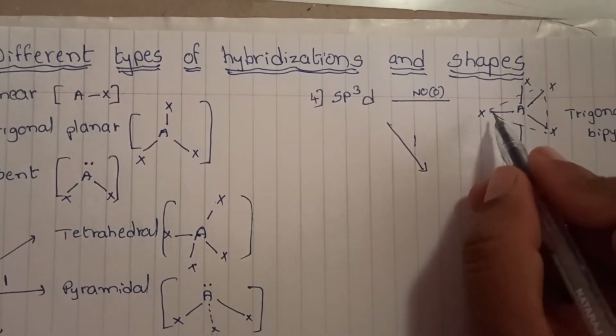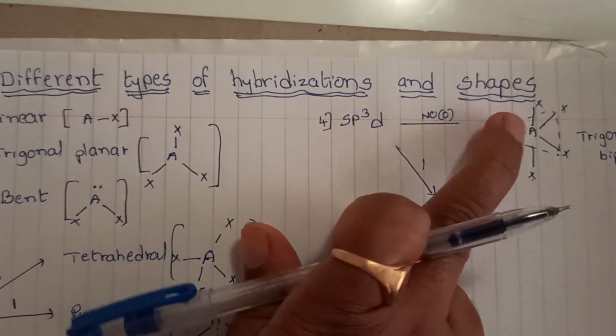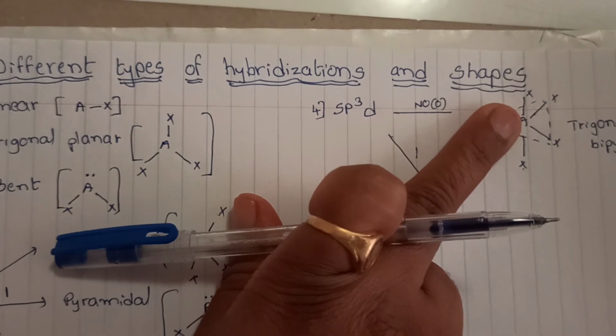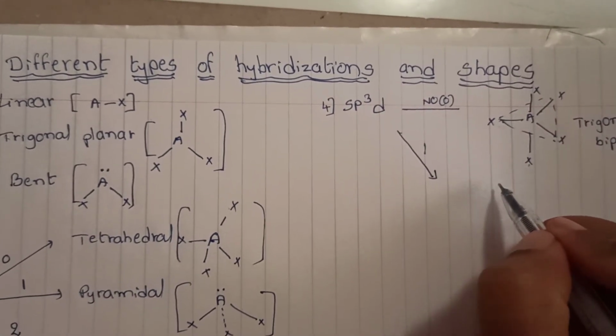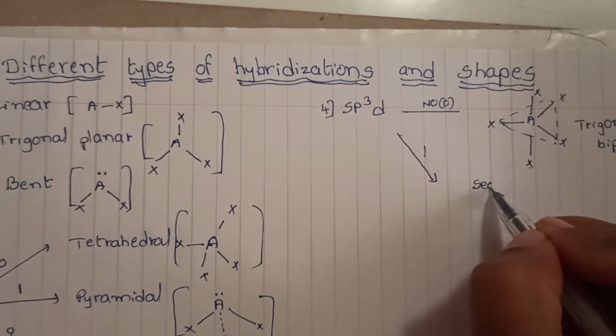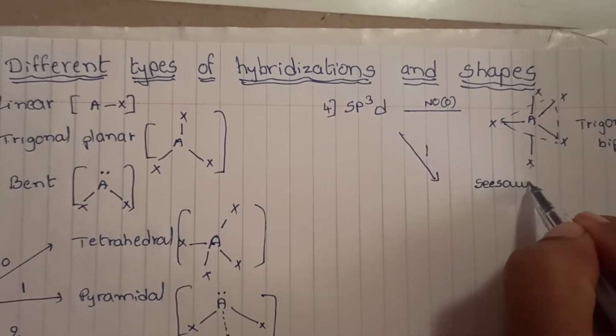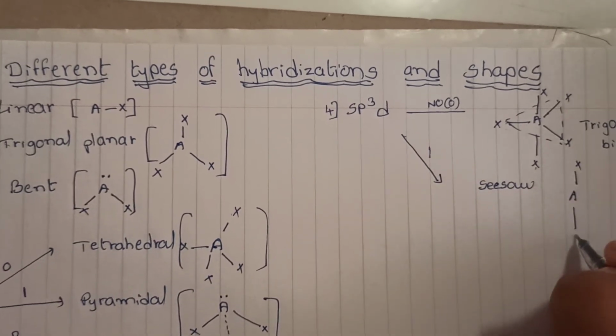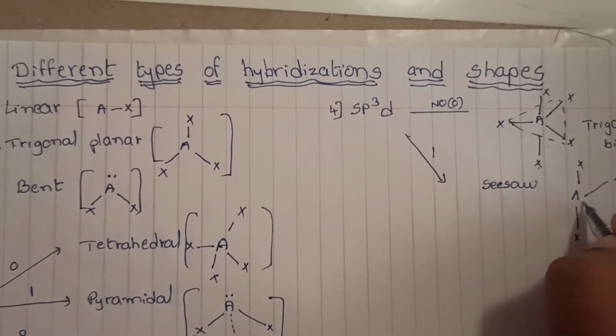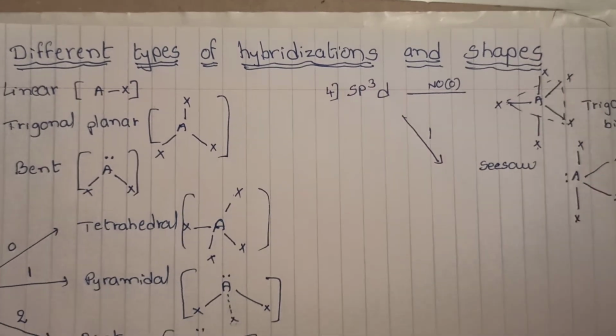When, for example, I am placing it here, then what happens? You see, it is just looking like seesaw geometry. So the geometry of the molecule becomes seesaw. How does seesaw geometry look? A, X, X, and it has a lone pair on it.